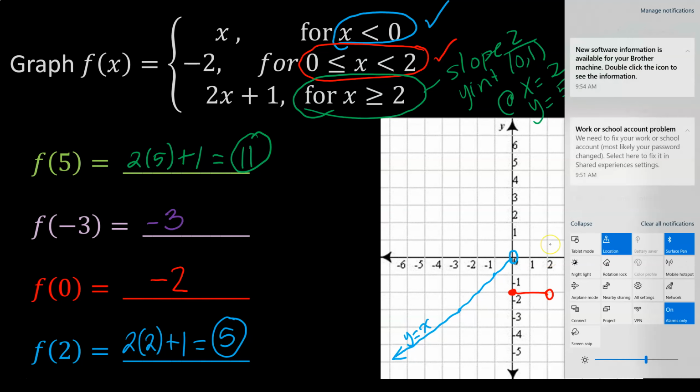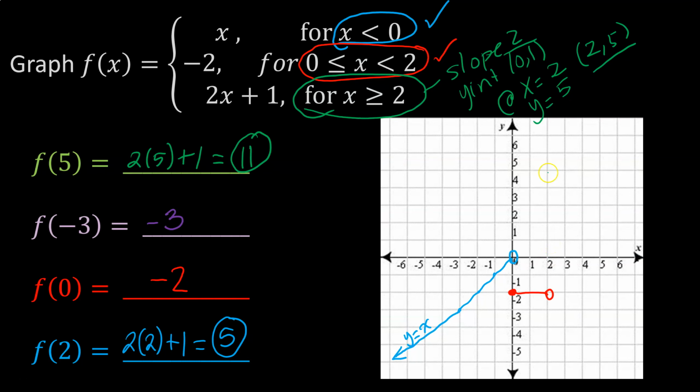Okay, so (2, 5), which is this point, 1, 2, 3, 4, 5, this point right here. And the slope is 2, so we will go up 2 over 1. So we will have this line right there. And those are the 3 pieces of our function.